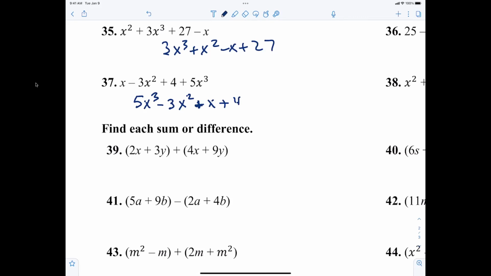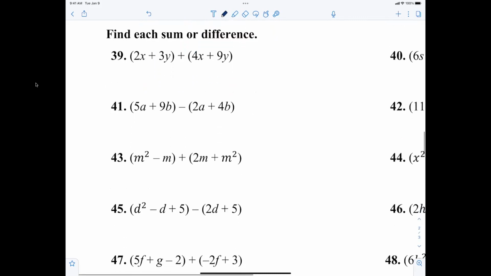Okay, next, 39. Hubbard, go. Come on, I don't have time. You're asking like, what's 2 plus 4? I don't know. 6x, come on. Plus 12. Beautiful. 6x plus 12y.